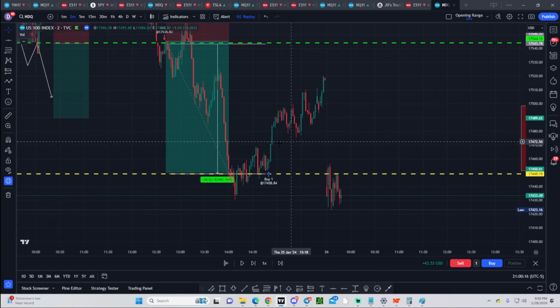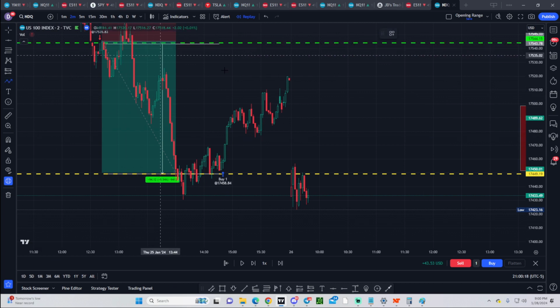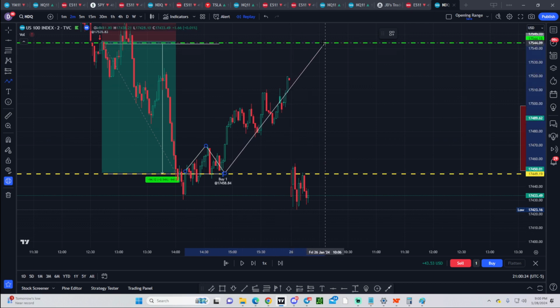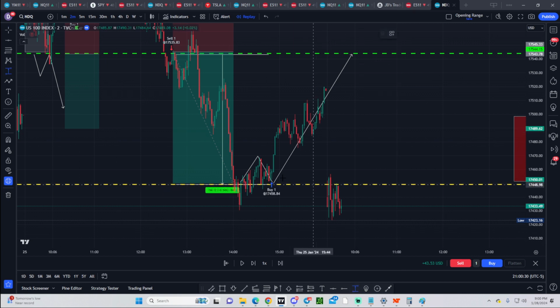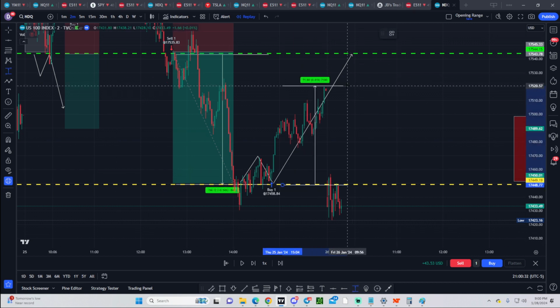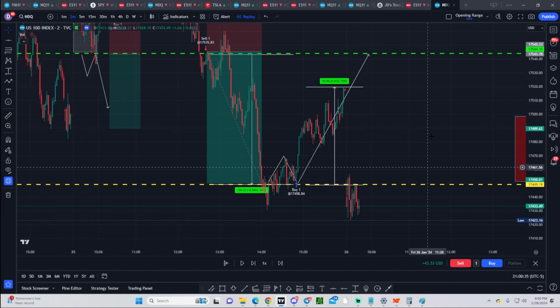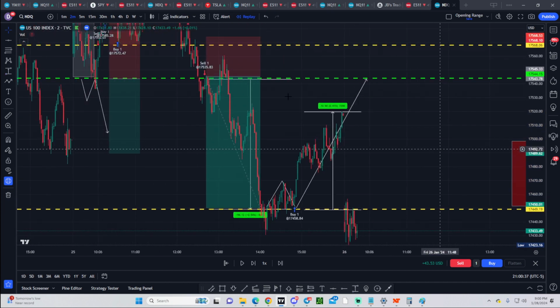I would have waited for this to happen, which is the same thing I just told you here. Break above, retest, and boom, I'll be targeting the low, that area there. It never happened, but nonetheless, this was a nice 70-point trade. So that's what I would have been looking for.